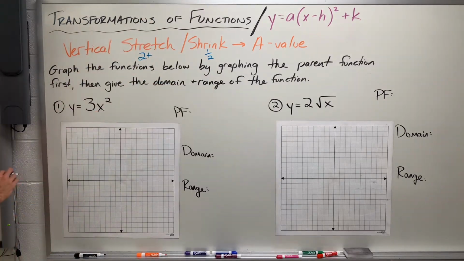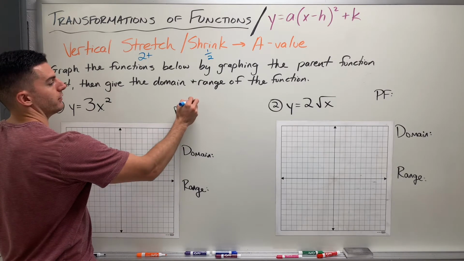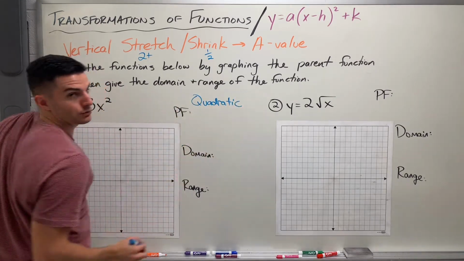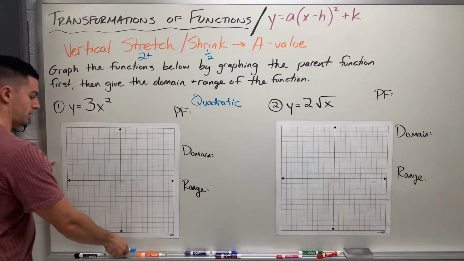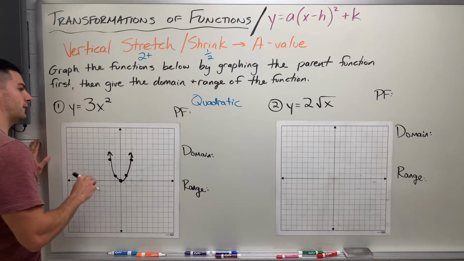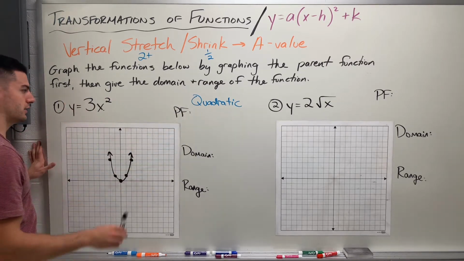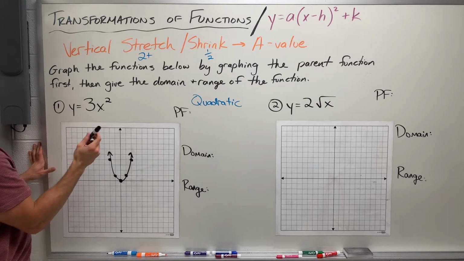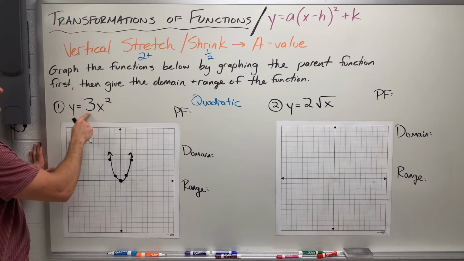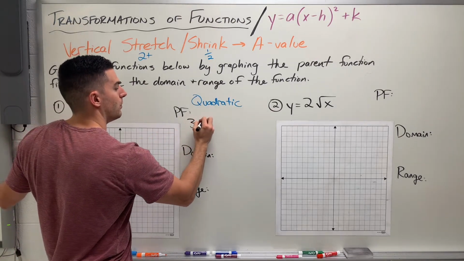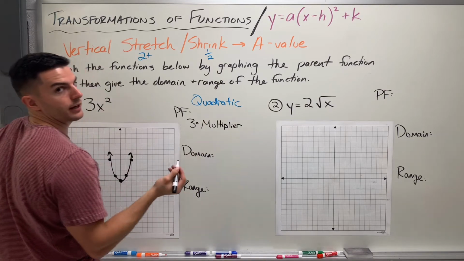Number 1, y equals 3x squared. So the parent function there, again, starting the same way as we always have, is a quadratic parent function. So you're going to draw that. At this point, you should be pretty good at drawing these parent functions. There we are. And for a quadratic, what's happening to it? Well, the only change from that normal original parent function equation is that it's being multiplied by 3. So I like to say that's a 3 times multiplier. You can write it out like that.